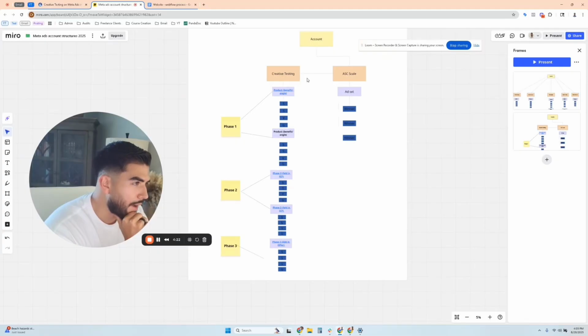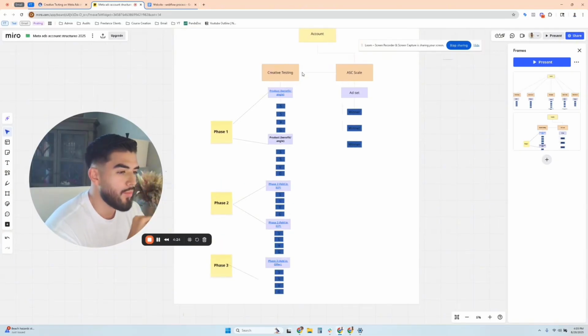This is how I would build most of my ad accounts on a prospecting level. I'll have a creative testing campaign. Every ad set right here in the purple is going to be broad targeting, broad targeting, broad targeting.